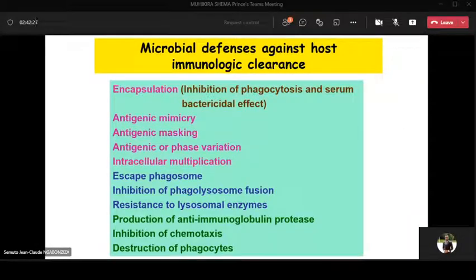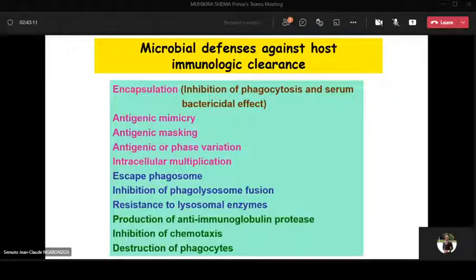So microbial defense against host immunogenic clearance, one is capsule, encapsulation. Encapsulation inhibits phagocytosis and the serum bactericidal effect. Because the capsule is just the envelope that encloses the bacteria, it will protect the bacteria from the immune system of the host. Antigenic mimicry means they can mimic the antigen of the host in such a way that when the host sees the pathogen, it doesn't recognize the difference between self and non-self.